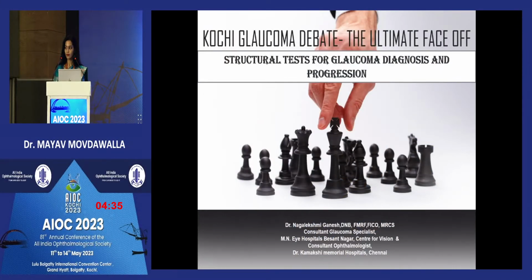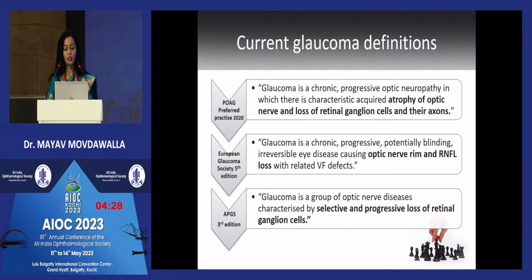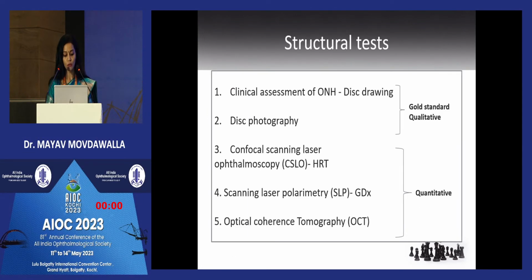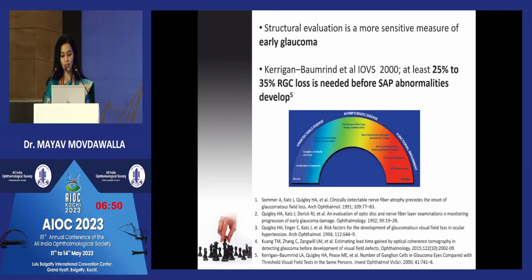Seven minutes, Nagalekshmi. Good morning, everyone. I'll be talking about the role of structural tests for glaucoma diagnosis and progression. The current glaucoma definitions by major glaucoma societies include the loss of retinal ganglion cells, which is essentially a structural measure. So we have the clinical assessment and disc photography, which are more of a qualitative test, and HRT, GDX, and OCT, which are quantitative. So where do structural tests outscore functional tests, and why is it the case?